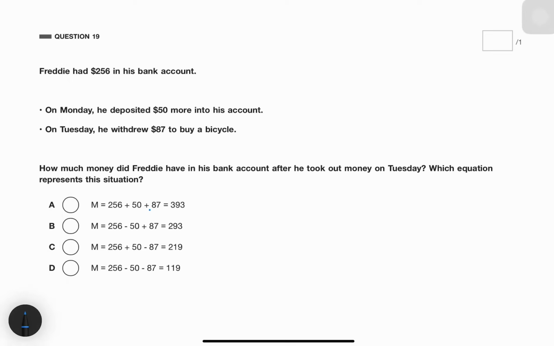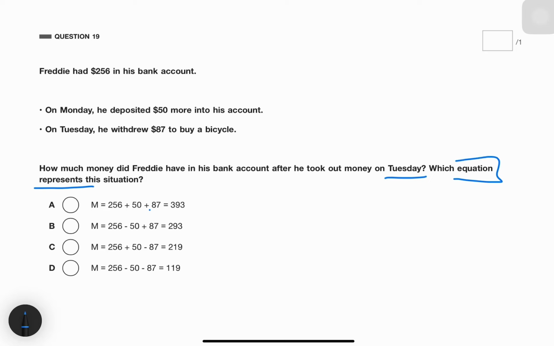All right, so taking a look at the next question here. This question says Freddie has $256 in his bank account. On Monday, he deposited $50 more into his account. On Tuesday, he withdrew $87 to buy a bicycle. How much money did Freddie have in his bank account after he took out the money on Tuesday? Which equation represents the situation?